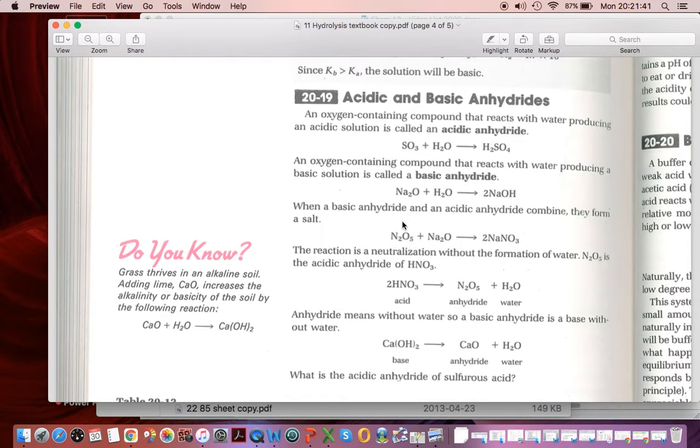Now here we have examples of basic anhydrides. So here we have sodium oxide, and when we add water to it, we get 2 formula units of sodium hydroxide, which we know is a strong base. And we could do the same thing down here with calcium oxide plus water, making calcium hydroxide, the base. So this is trying to show you how the anhydride forms acid or bases. And this is the reverse, how we can go from the acid or base to form our anhydride by removing water.